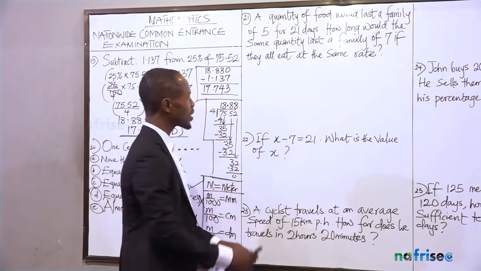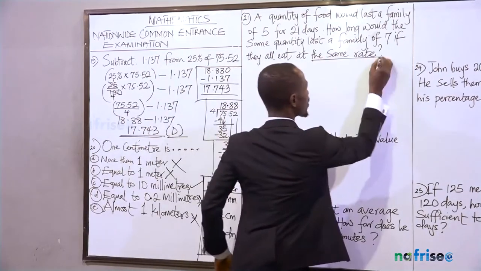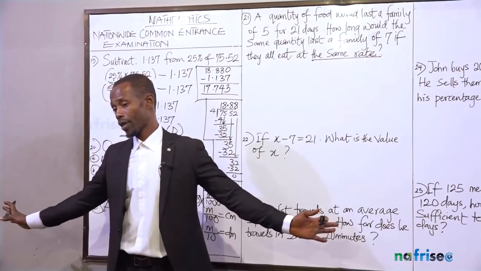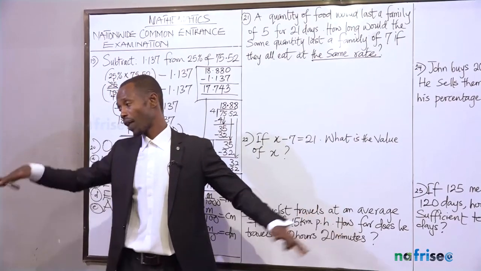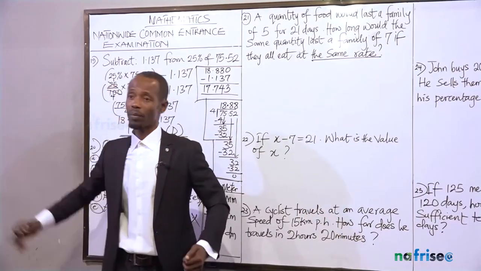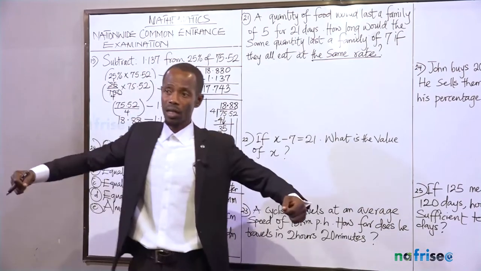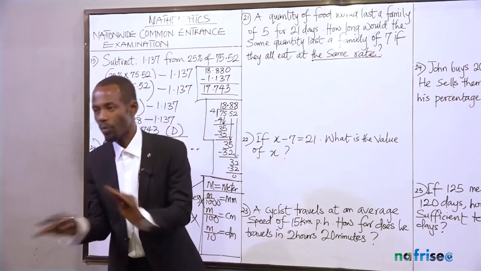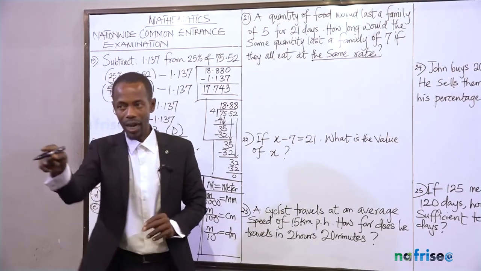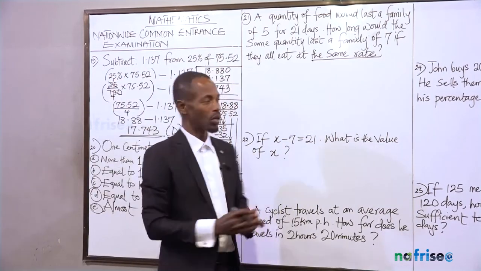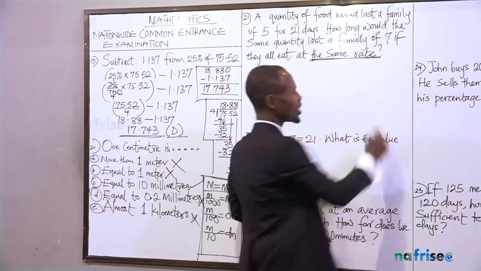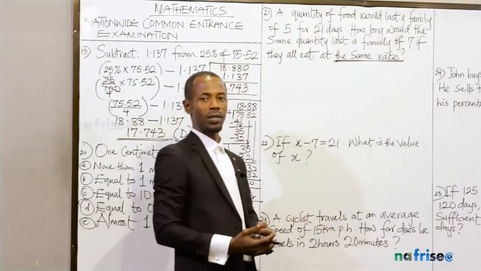That's why they always put this thing at the same rate, the same number of people. A family of 5, maybe a normal regular family of 5. Not a family of 5 where you have big giants, and a family of 7 where you have smaller giants. So that will not be a proportion. You'll meet that kind of question later in your senior class, but not now. So take note of this phrase: at the same rate, you're dealing with feeding at the same rate.